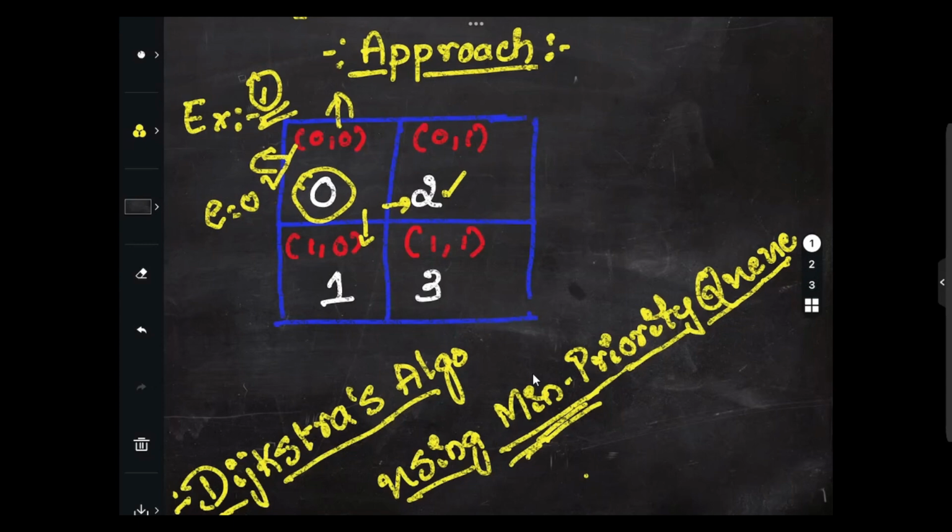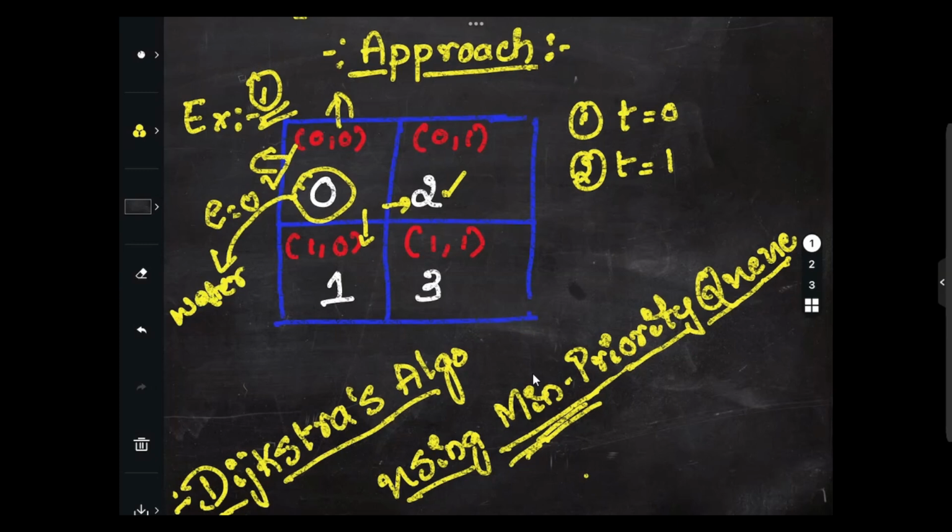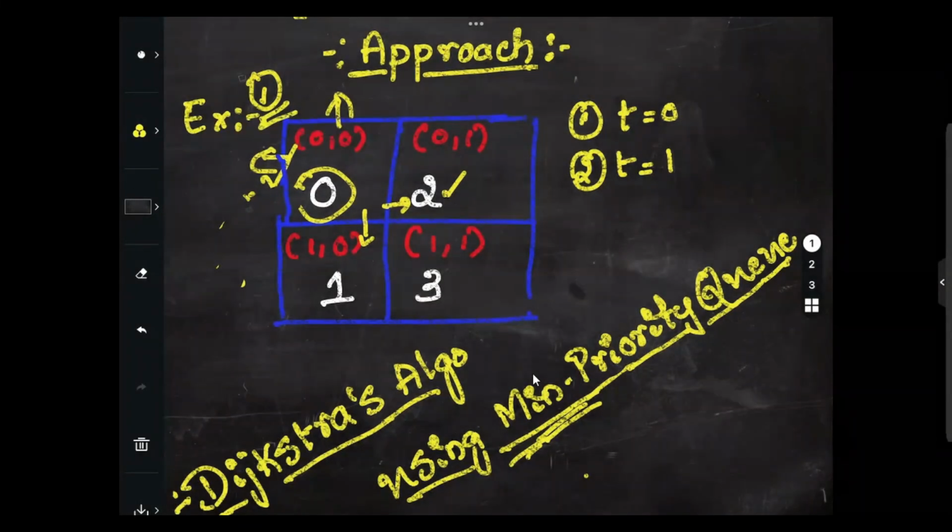So here what happens when time equals 1. Step 1 was time equals 0, step 2 is time equals 1. When time equals 1, the water level is also 1. Let me do one thing here. The water level here will be 1 as well. I'll just write it here itself.